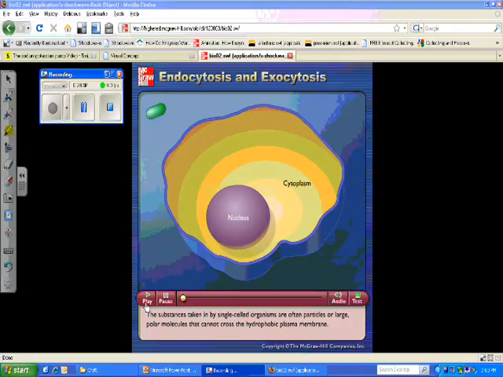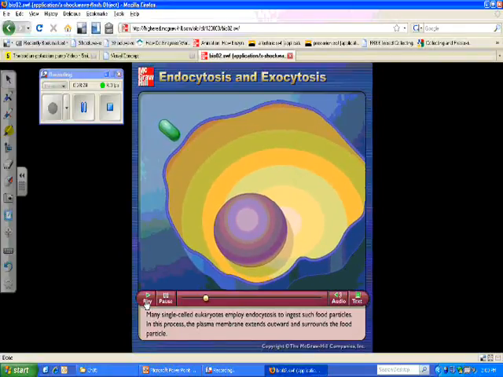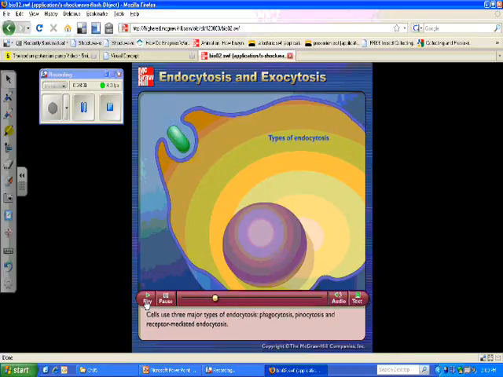Here's one of our animations, and this will compare and contrast endocytosis with exocytosis. The substances taken in by single-celled organisms are often particles or large polar molecules that cannot cross the hydrophobic plasma membrane. Many single-celled eukaryotes employ endocytosis to ingest such food particles. In this process, the plasma membrane extends outward and surrounds the food particle. Cells use three major types of endocytosis: phagocytosis, pinocytosis, and receptor-mediated endocytosis.